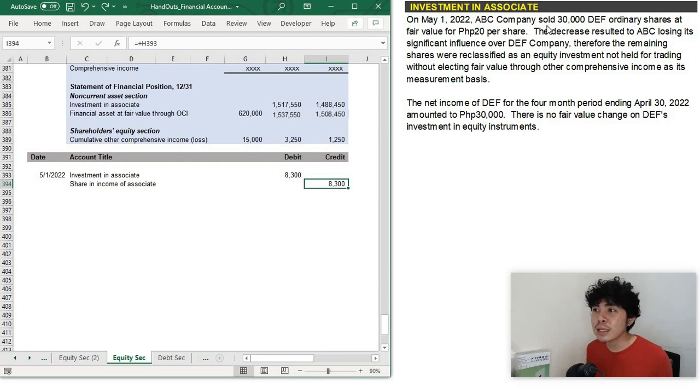Sabi rito, binenta ni ABC 30,000 shares. Magkano daw isa? 20 pesos per share. Pero kung natatandaan nyo, meron tayong dividend receivable from DEF Corporation. Nirecord natin yon on December 1. Tapos, marereceive dapat natin yung dividend na yon on May 31. Pero ang date of record is April 1. Ang date of sale natin is May 1.